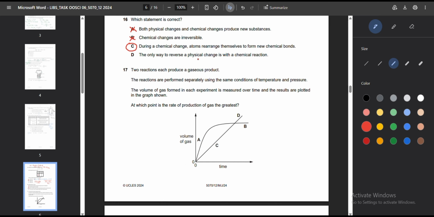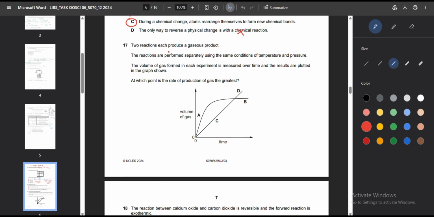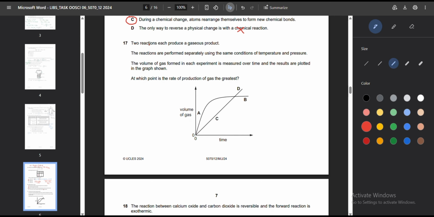The only way to reverse a physical change is with... physical changes can easily be reversed. They do not need a chemical reaction. Only a chemical change, some of the chemical changes can be reversed by chemical reactions or chemical methods. Number 17.